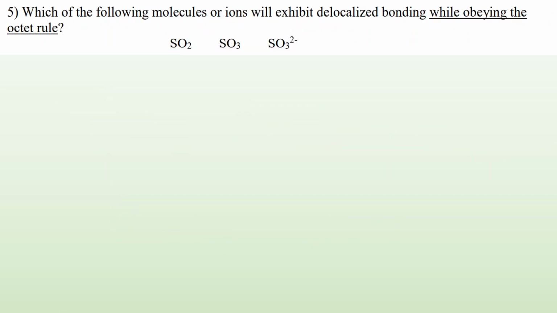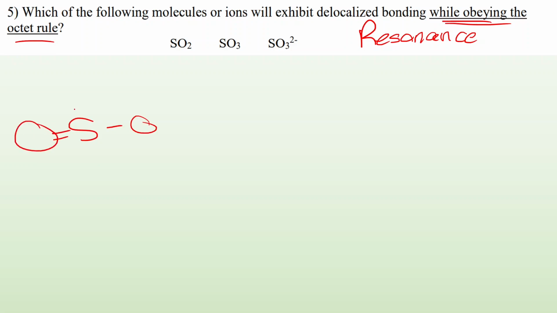5. Which of the following molecules or ions will exhibit delocalized bonding while obeying the octet rule? So we're looking for structures that have resonance, but they also specify we have to obey the octet rule. So let me draw these out. If I draw SO2 out, it's going to look like this. And now, hey, wait a minute. Why did I put the double bond on this oxygen and not on this oxygen? That tells me that there's resonance.